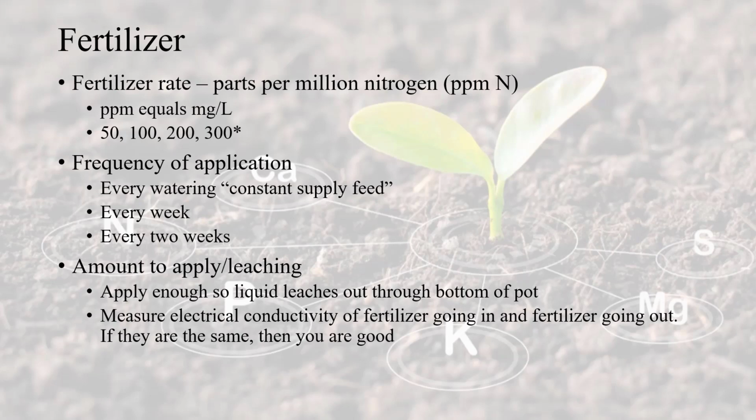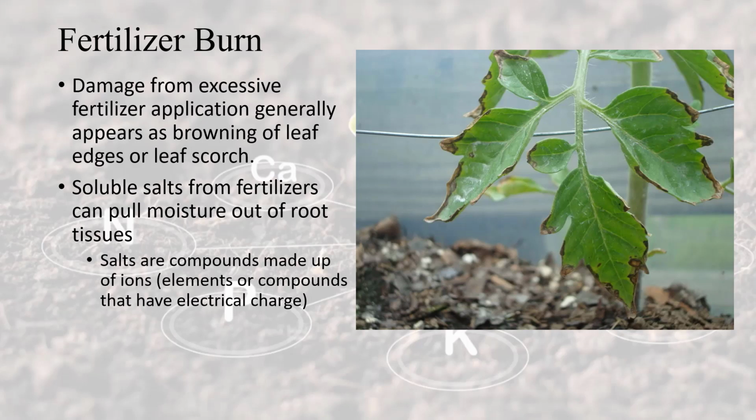And this is important because if you don't have enough fertilizer, you're not maximizing growth. And if you have too much, you can get fertilizer burn, which is damage from excessive fertilizer application. Generally, you will see this as a browning of the leaf edges or a leaf scorch. What's happening is that all that fertilizer is salts, right? Ions are just salts, and they're able to pull moisture out from the root tissues. And as a result, you start to see damage that occurs on your plants.